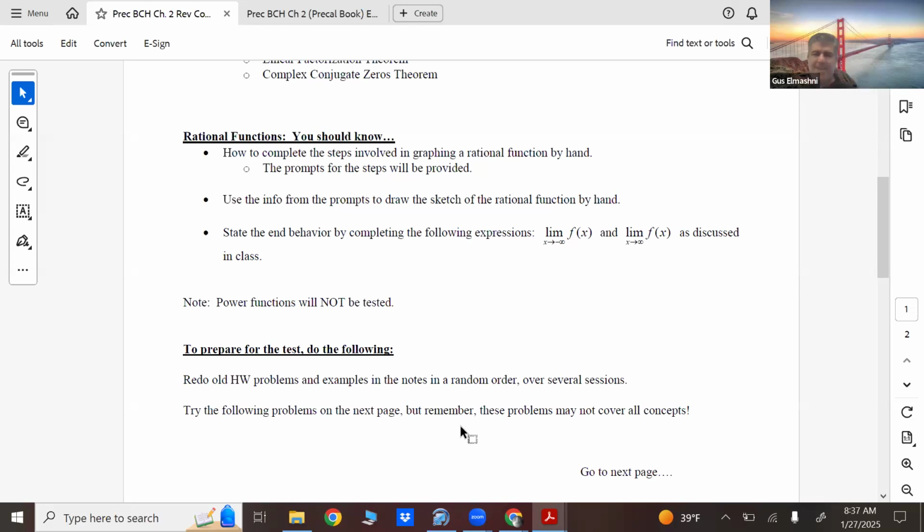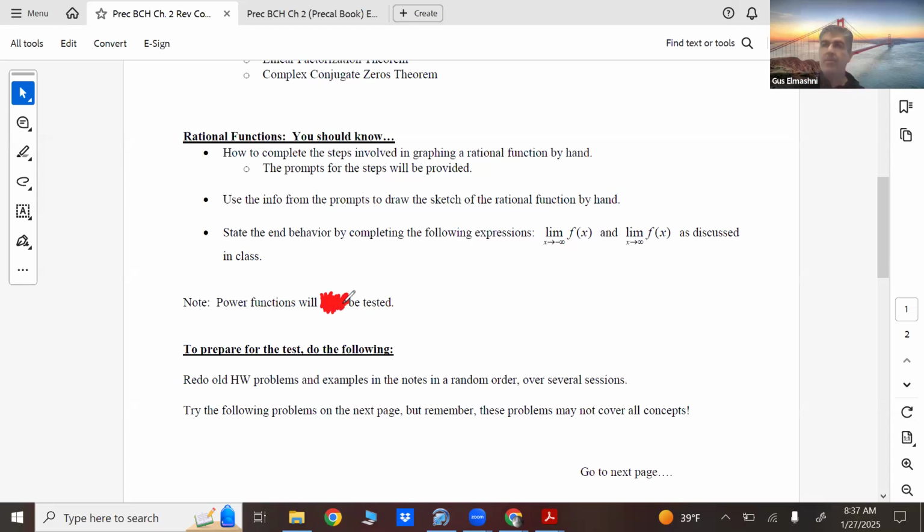Oh, power functions not be tested? No, I want to test power functions. Yeah, no, I do want to test that. Now I don't know why that's there. No, they will be tested. Cross it off, guys. That will be tested. I don't know why that's there. They will be tested. Yeah, I'll update that. They will be tested.